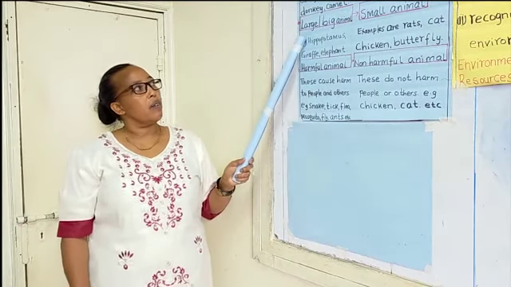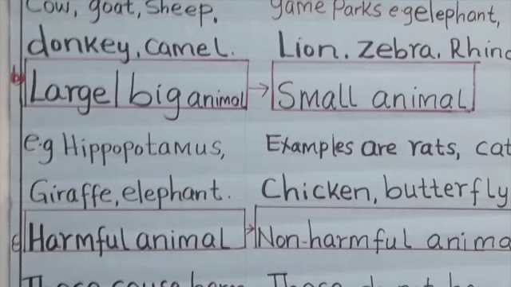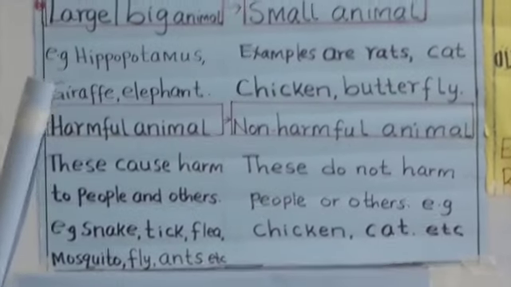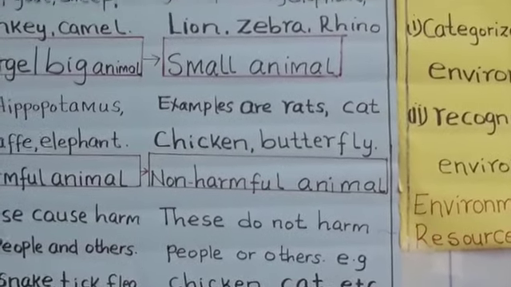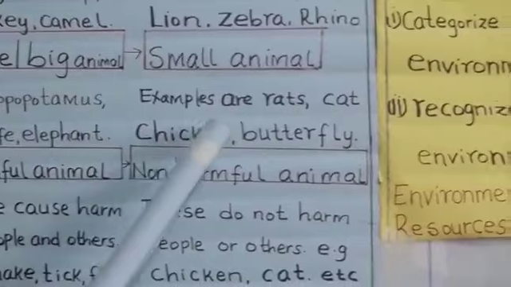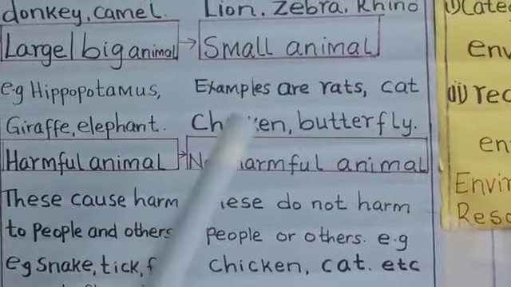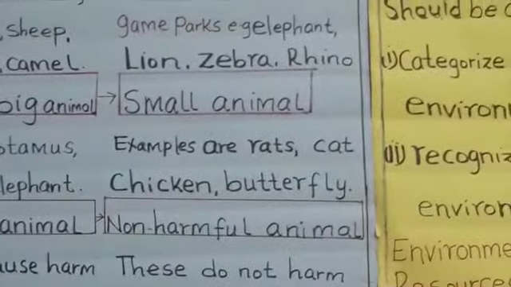The second criteria of categorizing our animals is large or small. We said the other one for large is big animal or small animal. Examples of the big animals that we have: hippopotamus, we have a giraffe, we have an elephant, we can have a rhino, a buffalo, and many others. Small animals, we have examples like rats, a cat, a chicken, and a butterfly, and many others like ants. So that is the second criteria.